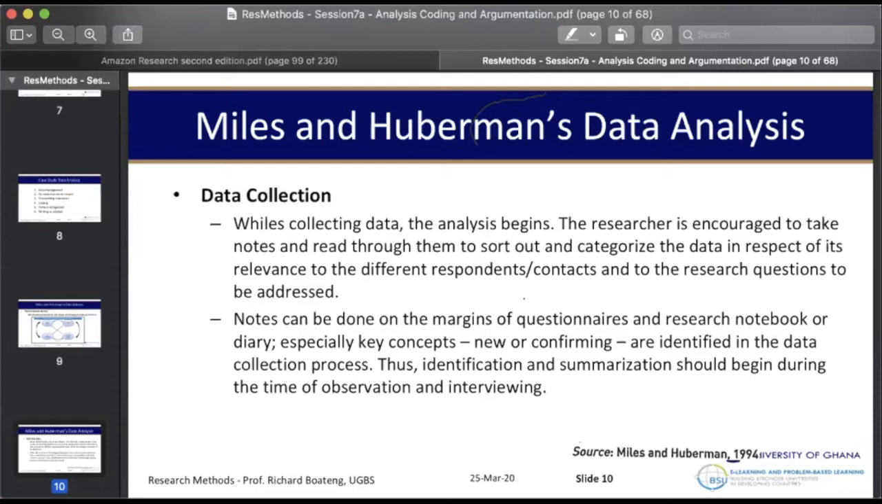So identification and summarization should begin at the time of observing and interviewing. You can observe so many things, but what you end up writing is, say, that there's chaos. But chaos is based on your observation. What made you say there's chaos? Maybe you saw haphazard movement, a lot of noise and talking, and no unison in perspectives on the shopping floor. So you labeled it as chaos. Somebody else may not label it as chaos. Somebody will write down the specific things that he saw.